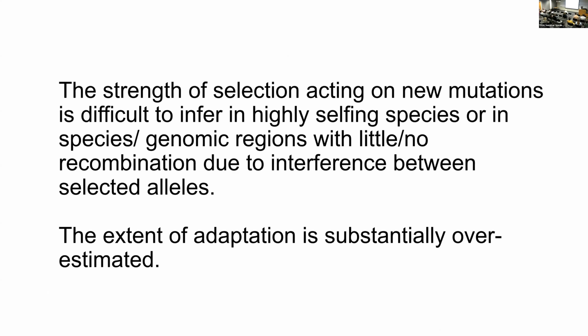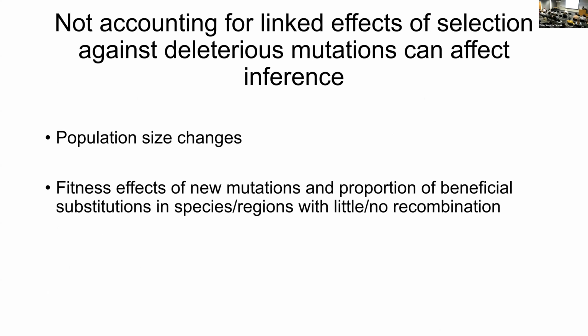So what I've shown you in this part is that the strength of selection acting on new mutations is difficult to infer in highly selfing species or in species or genomic regions with little or no recombination due to interference. And the extent of adaptation is also overestimated. So just a summary: if you don't account for these linked effects of selection against deleterious mutations, it can affect inference of both population size changes and inference of selection, right?